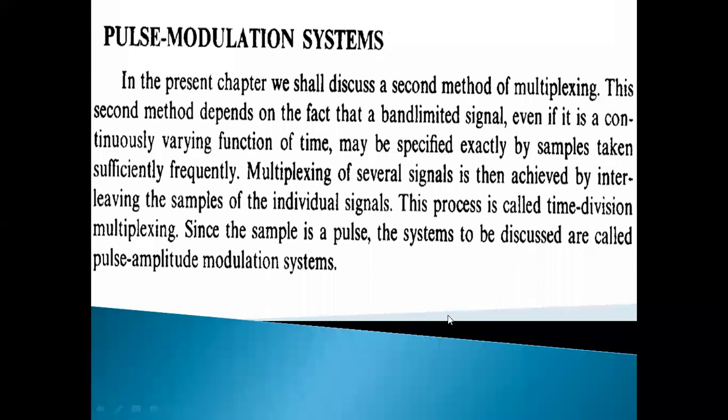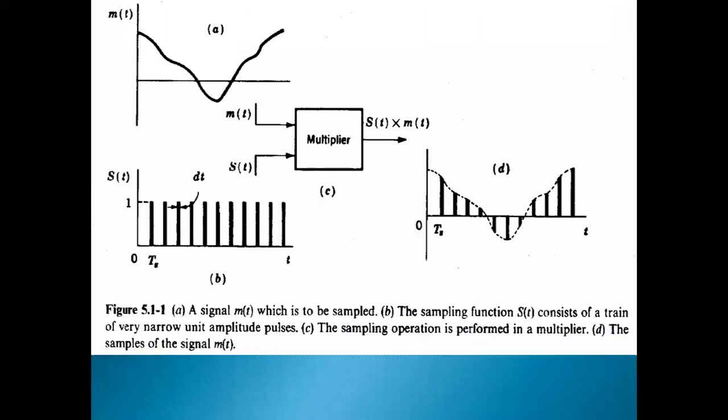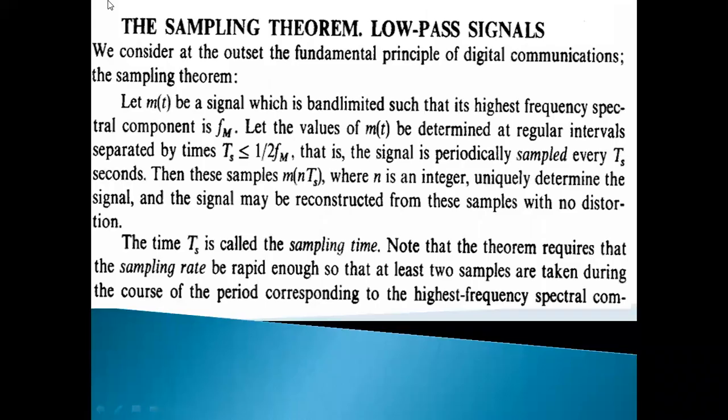If you want to convert the analog domain to the digital domain, you require some procedures. Among the procedures, one of the important methods is sampling. Already you have seen the sampling theorem. Let us once again define it. We consider the fundamental principle of digital communication, the sampling theorem.